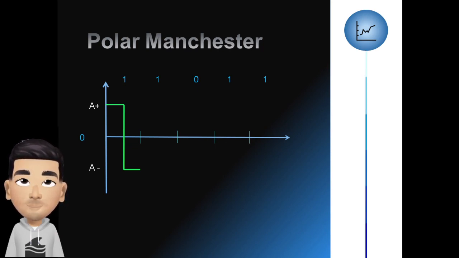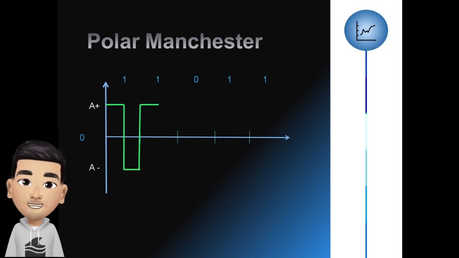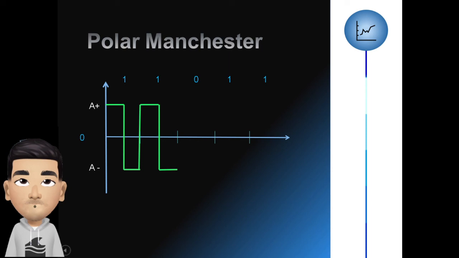Then the next input is 1, which will make the signal rise up again to A positive for half of the cycle. Then for another half of the cycle, it will go down to A negative to complete the cycle here. So the next input is 0. So we are going to stay at A negative since 0 is equal to A negative.